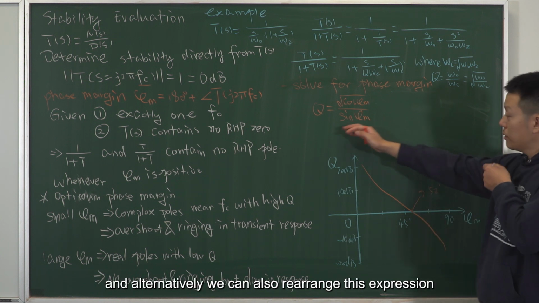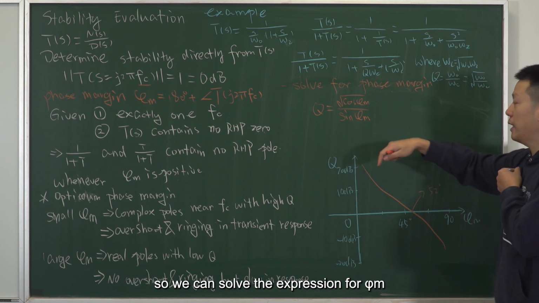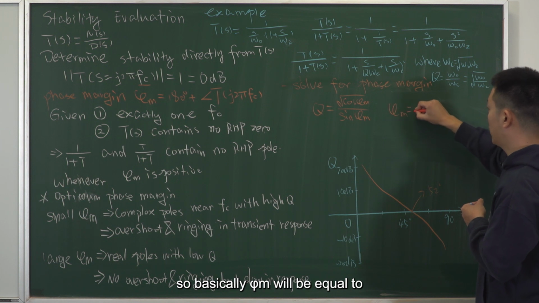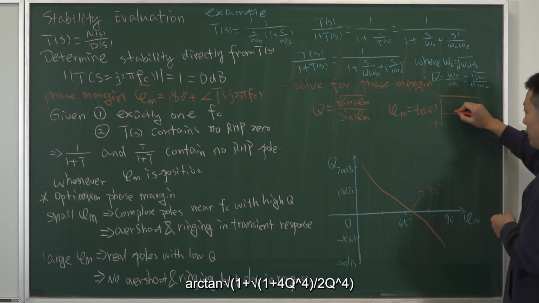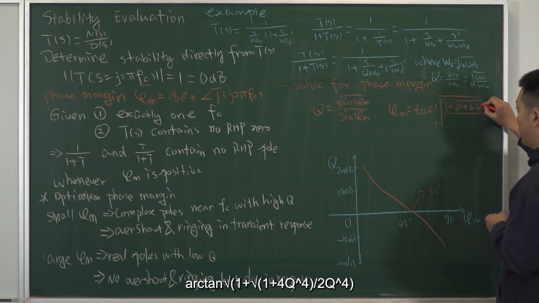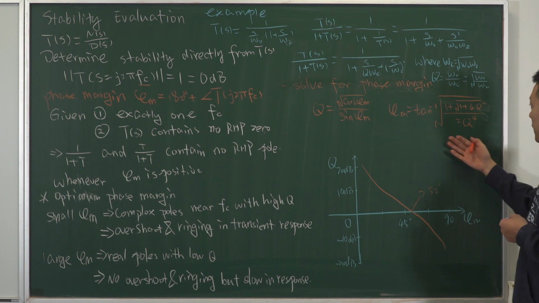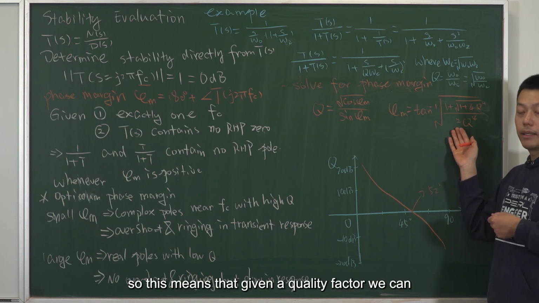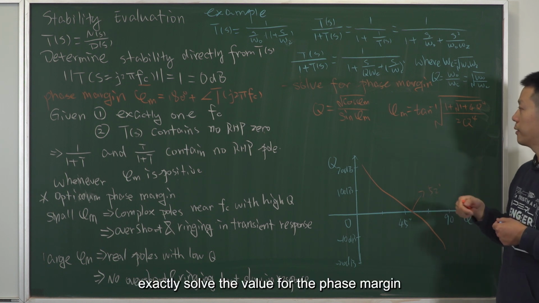And alternatively, we can also rearrange this expression so we can solve the expression for phi m. So basically, phi m will be equal to arc tangent square root of the fraction with 1 plus square root 1 plus 4Q to the 4, divided by 2Q to the 4. So this means that given a quality factor, we can exactly solve the value for the phase margin.